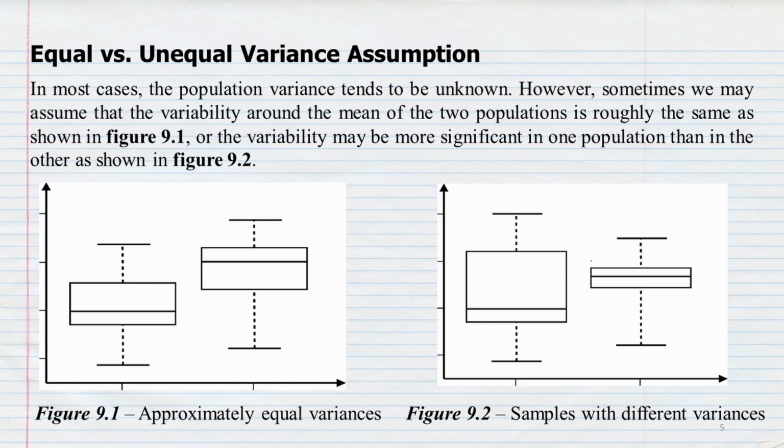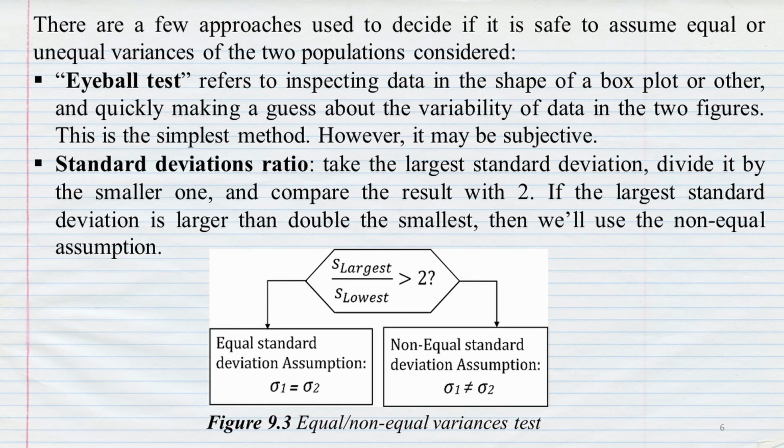One last thing before we start doing hypothesis tests: equal versus unequal variance assumption. In most cases, the population variance tends to be unknown. However, sometimes we may assume that the variability around the mean of the two populations is roughly the same, as shown in figure 9.1. Or the variability may be more significant in one population than in the other, as shown in figure 9.2. There are a few approaches used to decide if it is safe to assume equal or unequal variances of the two populations considered.